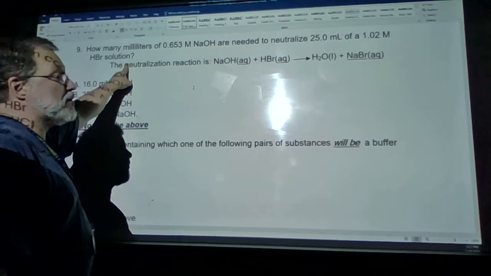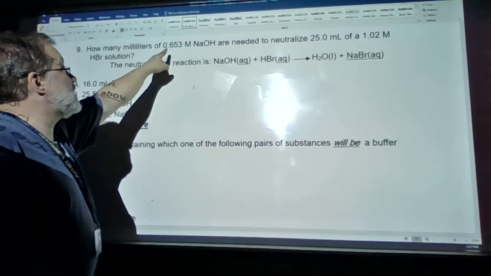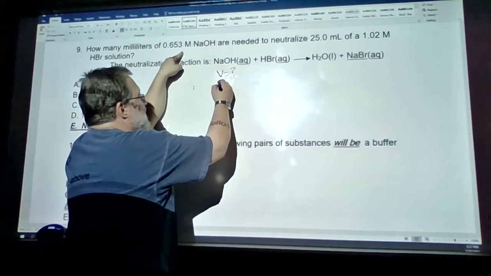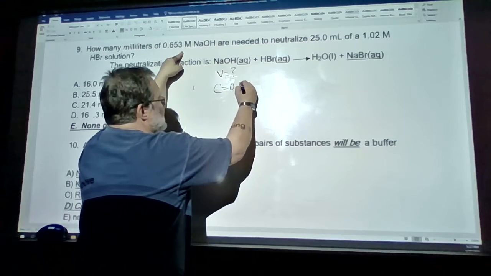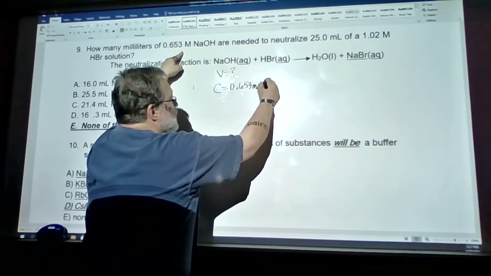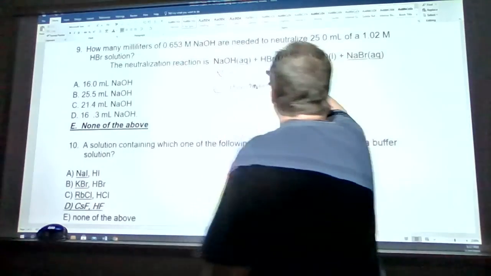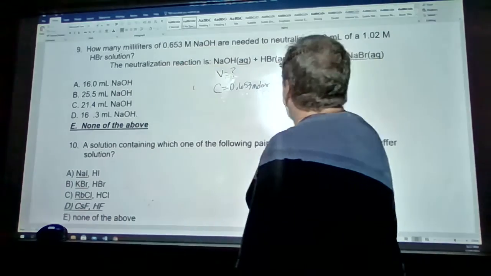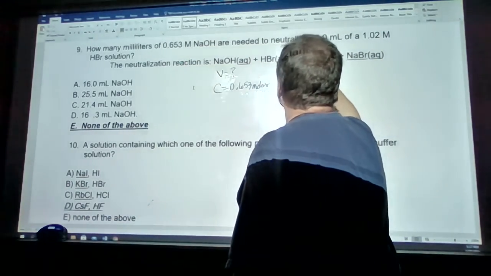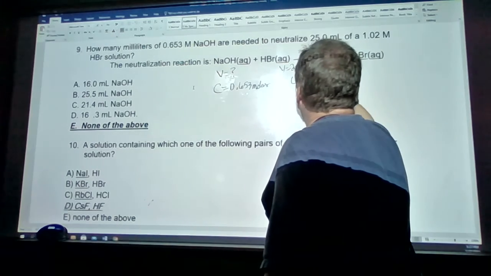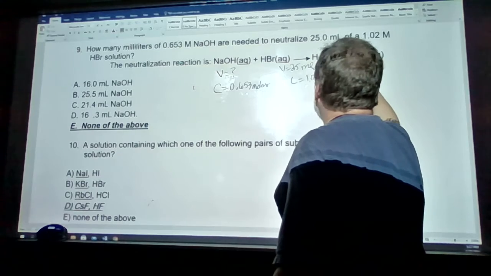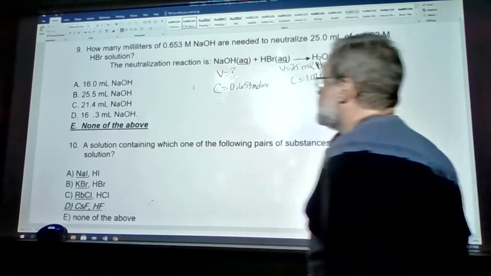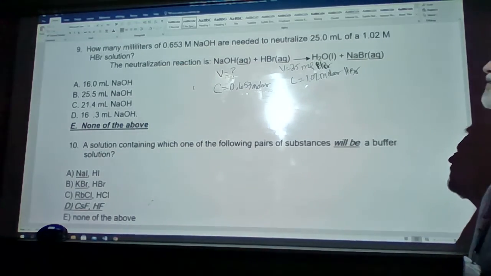How many milliliters? So we're looking to find a volume. How many milliliters of a sodium hydroxide solution? So we're wanting that volume. Its concentration is 0.653 molar. What other information do we have? 25 ml of a 1.02 molar HBr solution. So we've got a volume here, 25 ml, and a concentration here of 1.02 molar HBr. We have one other piece of information. What is it?